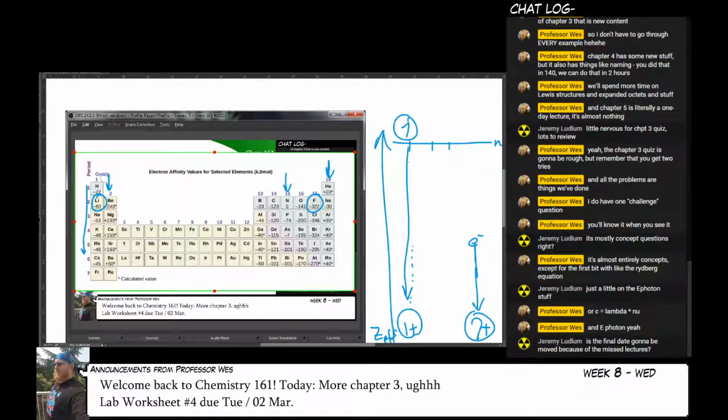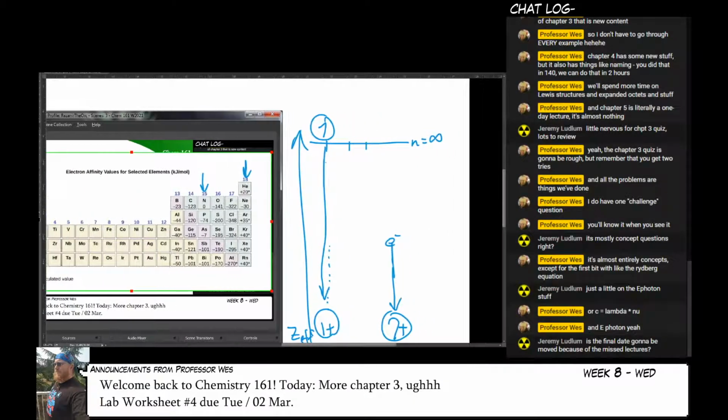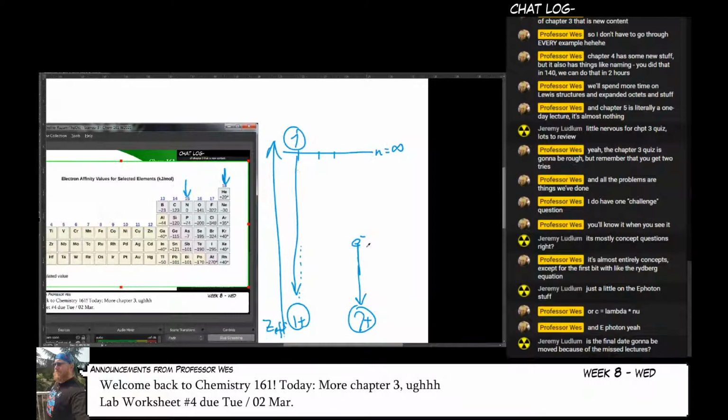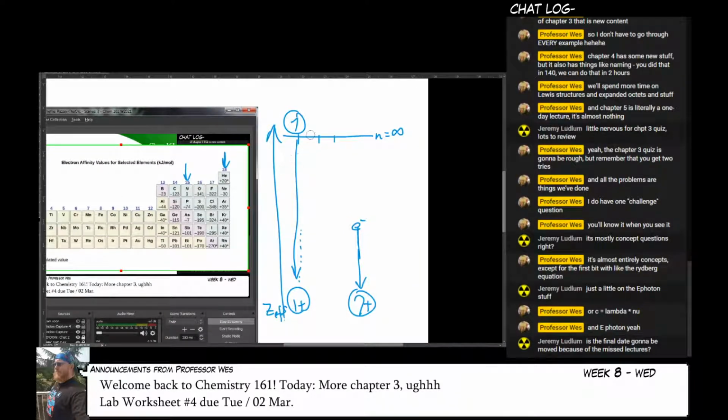So let me clear this. We want to look at these exceptions here. Let's talk about the obvious exception. Let's look at noble gases. Now, neon being negative 30 is actually very strange. And I actually didn't know that until I read this textbook. But apparently neon has an electron affinity that is negative. I would have predicted it to be positive, and here's why.